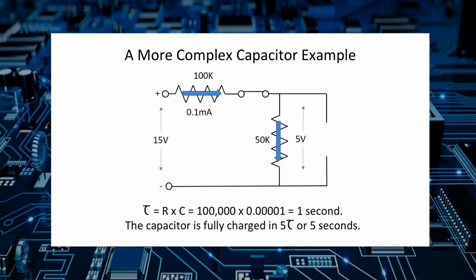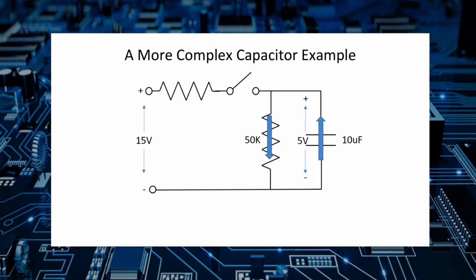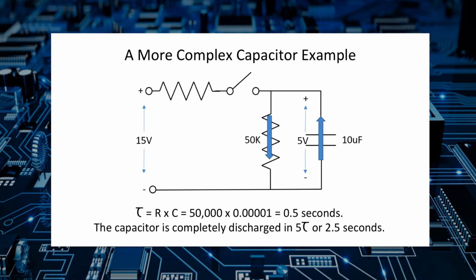If we allow the capacitor to fully charge, and then we open the switch and remove the voltage from the voltage divider, then we basically end up with a circuit that includes just the 5 volts across the capacitor and the 50K ohm resistor. So the tau for discharge is 50,000 ohms times 10 microfarads, which is half a second. So by definition, the capacitor will discharge in 5 tau, or 5 times 0.5 seconds, 2.5 seconds.